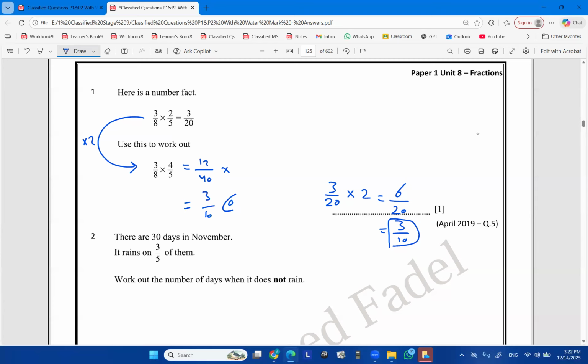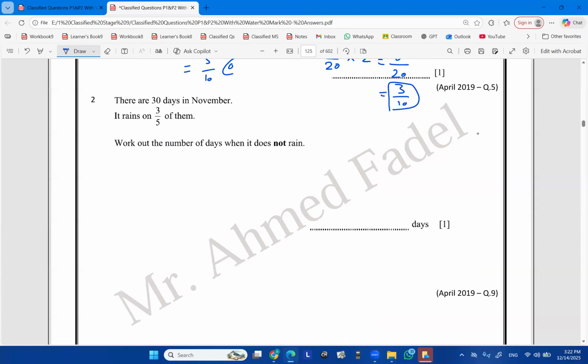All right, next question, which is question 2. There are 30 days in November. It rains on 3/5 of them. Work out the number of days when it does not rain. You can simply say it is 30 multiplied by 2 over 5. Why, mister? They're saying 3 over 5. Yes, 3 over 5 rains, so it doesn't rain 2 over 5, the rest of it.